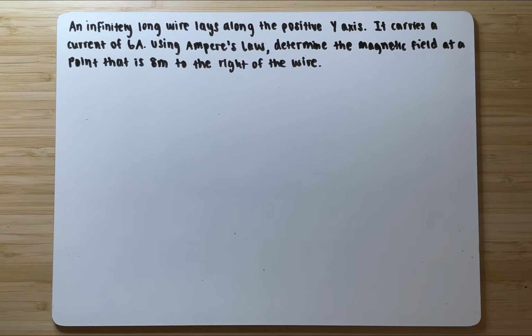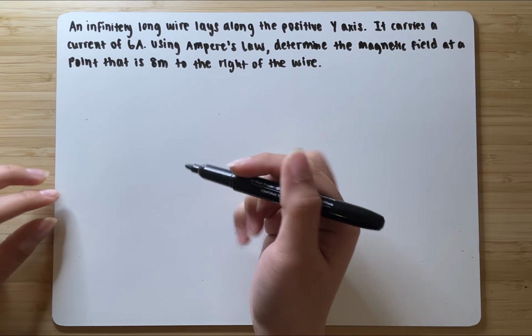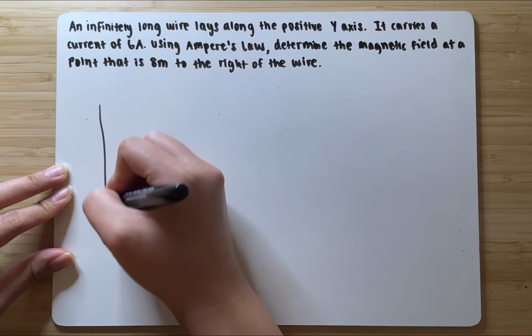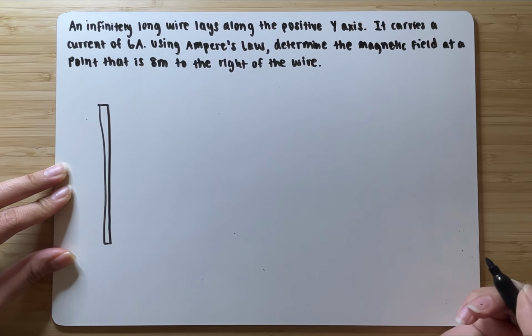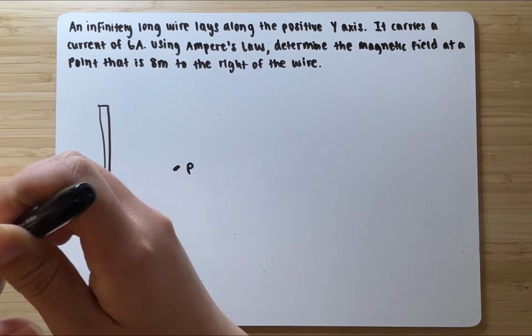Okay, so what you want to do here is begin by drawing this out. So wire over here, going along the positive y-axis, it carries a current of 6 amps. Determine the magnetic field at a point that is 8 meters to the right. So let's draw this point.